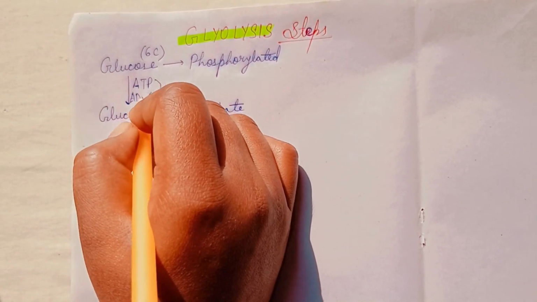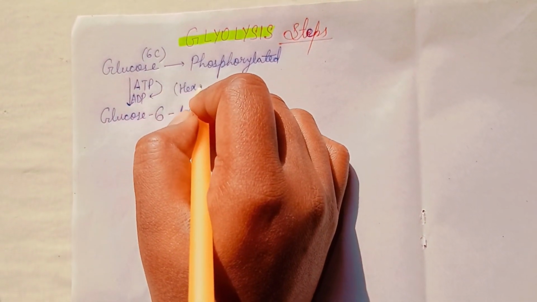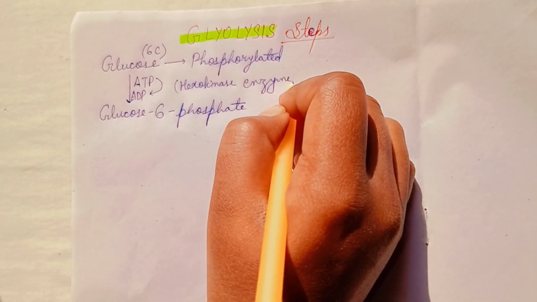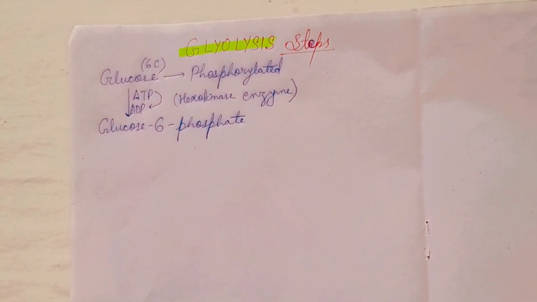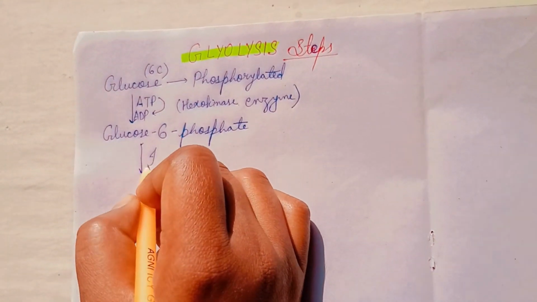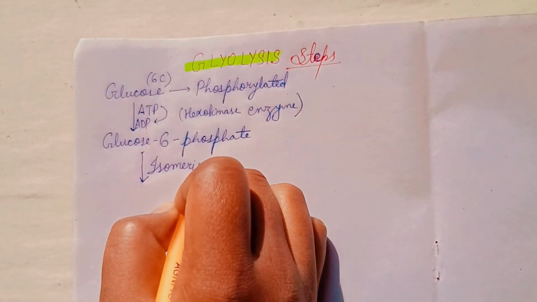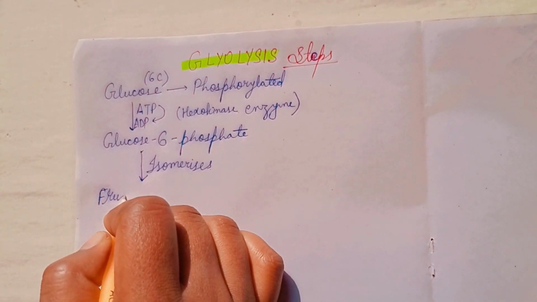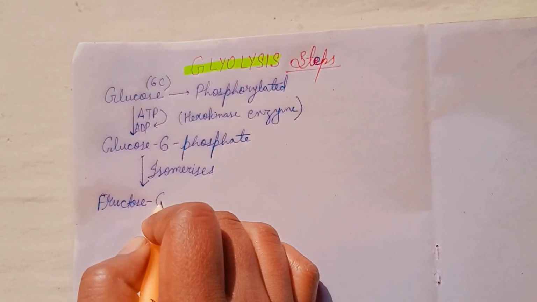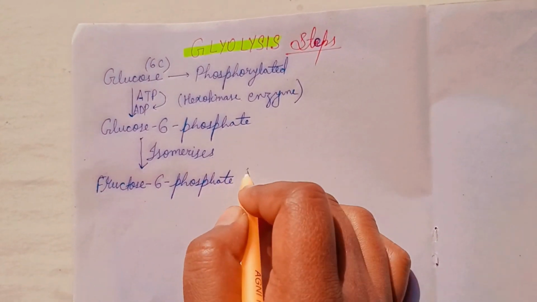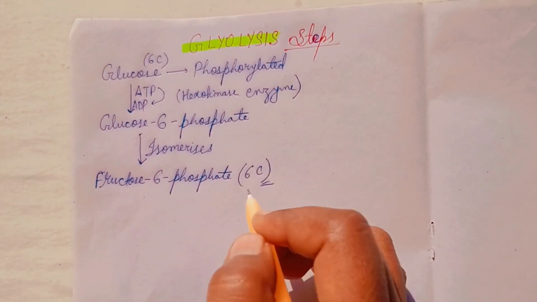Here the enzyme hexokinase will act too. And we know that glucose can't add more phosphate groups, so we will have to convert it into fructose 6 phosphate. And then by isomerization, glucose 6 phosphate will convert into fructose 6 phosphate, which is also a 6 carbon compound. After this step, we will get the rate determining step.